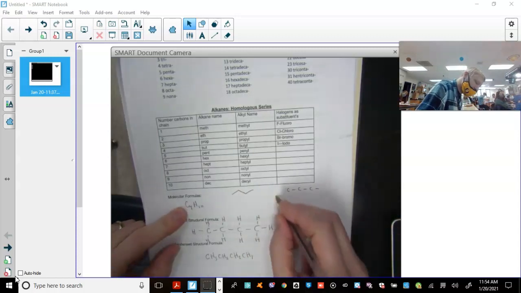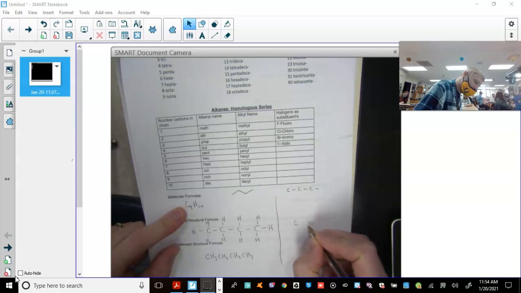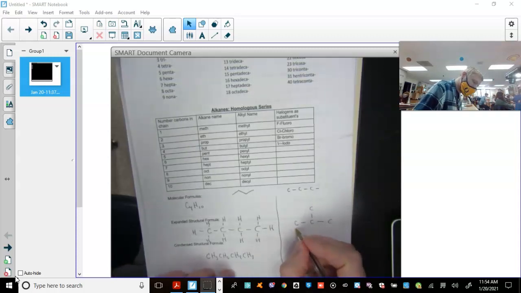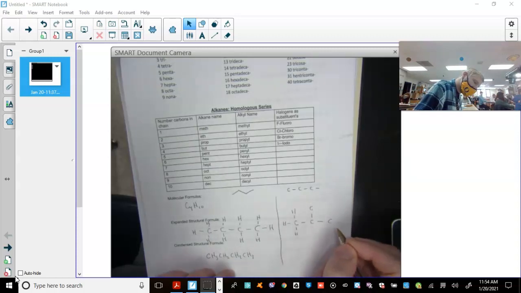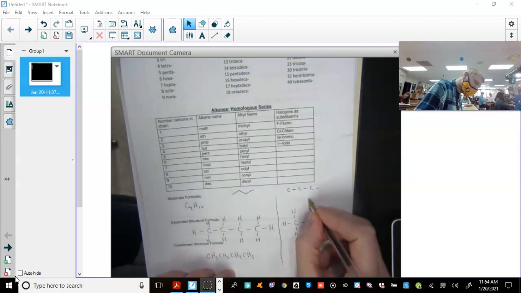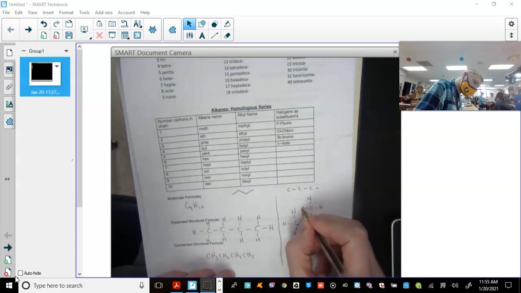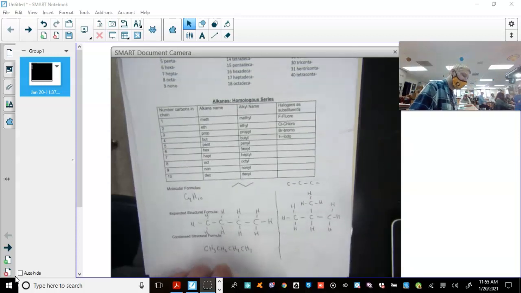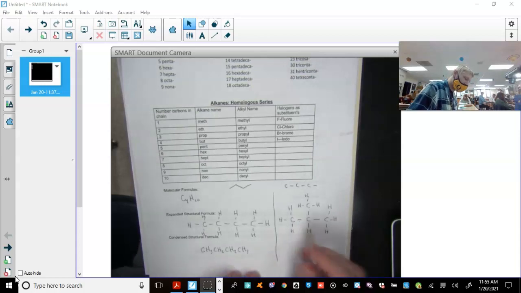And let's say it looks like this. 1, 2, 3, 4. We're going to have H, 3, 6. Okay, yeah, that works out. So I got 1, 2, 3, 4, 5, 6, 7, 8, 9, 10. And that's my expanded structural formula.